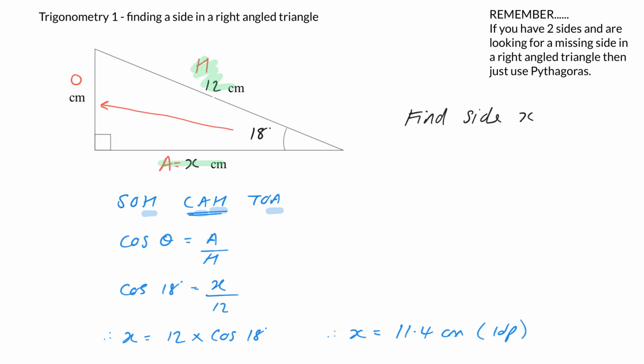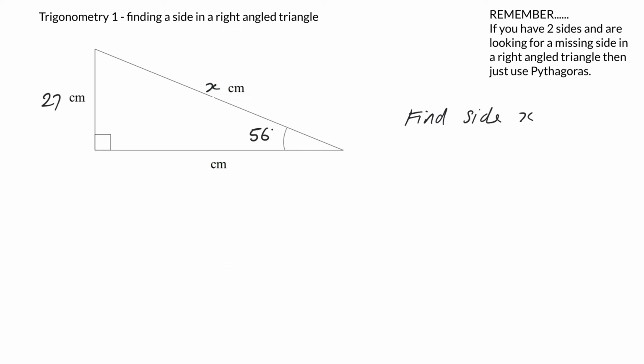Okay then, so one final question. So here goes then. So step 1, label the diagram. Here is the hypotenuse. That one there is the opposite, and therefore that's the adjacent. Step 2 is to write out SOH CAH TOA. And then identify what you've got and what you're looking for. So in this case, we have got the opposite, and we're looking for the hypotenuse.